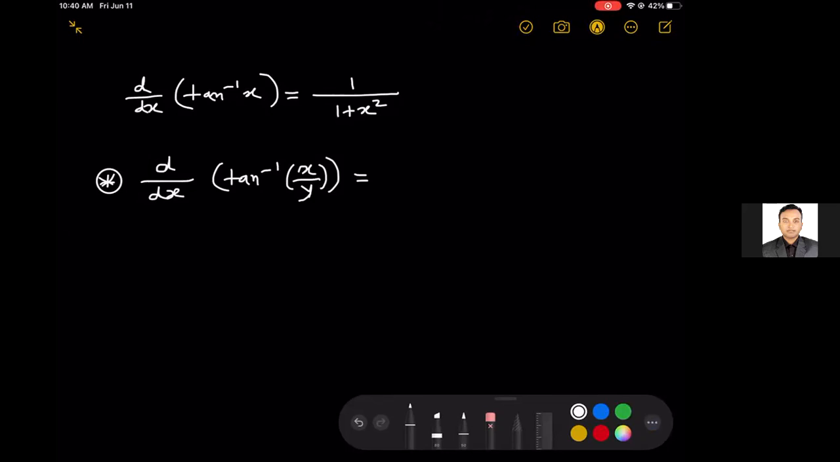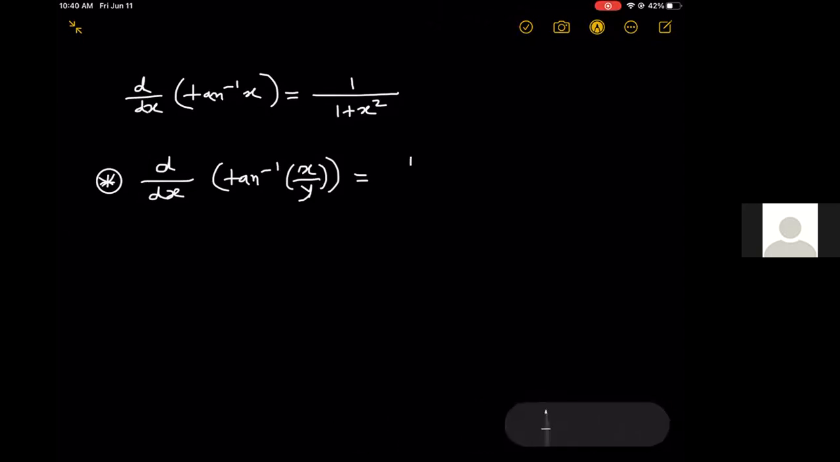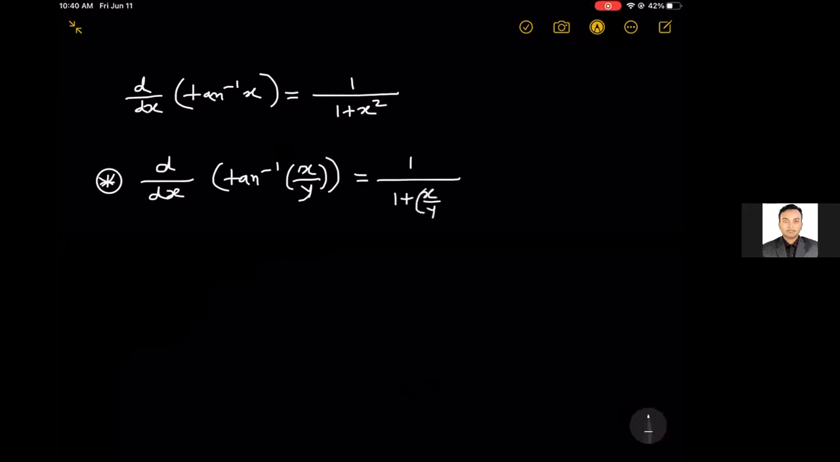Well, then wouldn't we do what David said by plugging in x over y for x? So it'd be 1 over 1 plus x over y squared. Like this? Yeah. Okay, are we done? No. Okay, what else do we need to do? Do we need to multiply by the derivative? Derivative of what? Very good. Derivative of x over y.